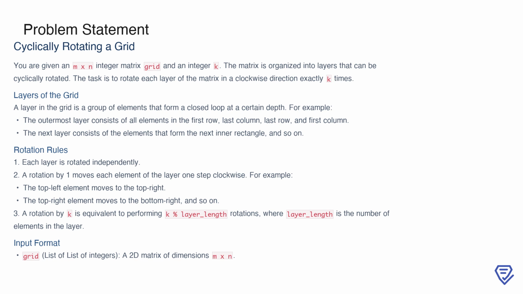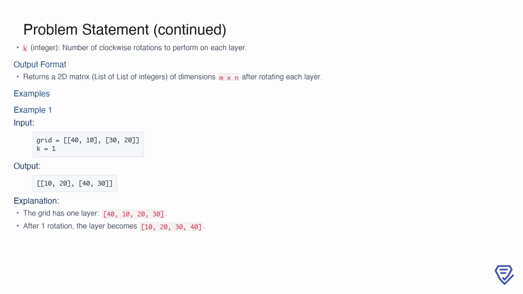The input consists of the 2D grid and the integer k, representing the number of rotations to perform. The output of this problem is a 2D matrix of the same dimensions as the input grid, but with each layer rotated as described. To make this more concrete, let's look at an example.